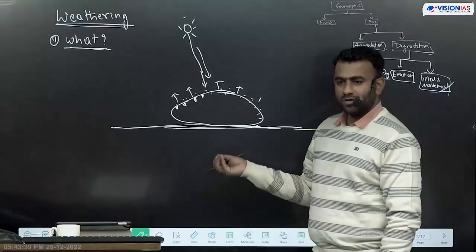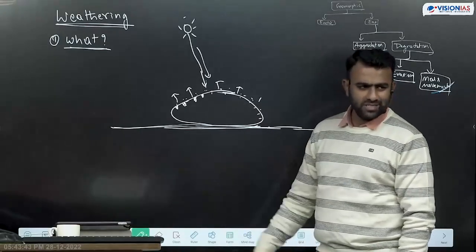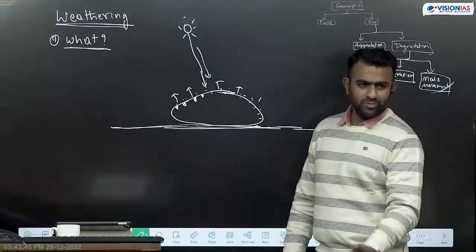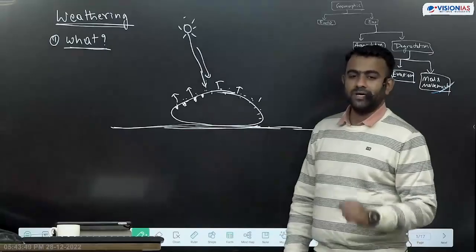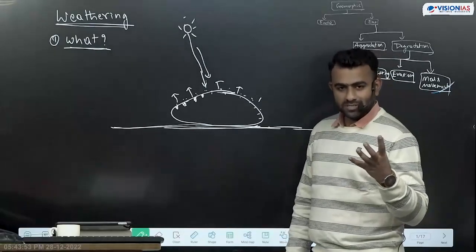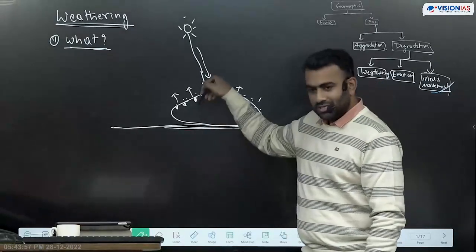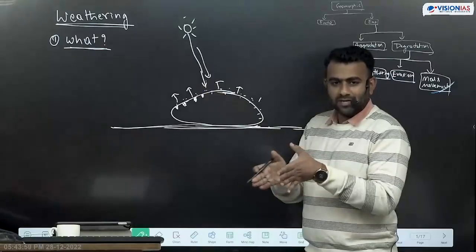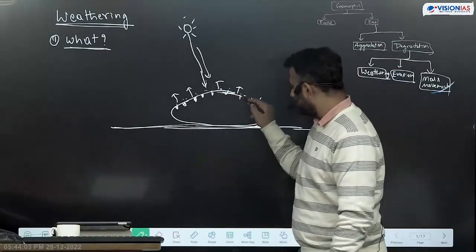Sometimes these water droplets freeze, when temperature drops too much, which happens in desert areas. Temperature drops too much at night, these water droplets will freeze and become ice. When it becomes ice, its volume increases. It will exert pressure on these cracks and it will expand the cracks. छोटा छोटा सा cracks था, वो हो गया बड़ा बड़ा सा crack.